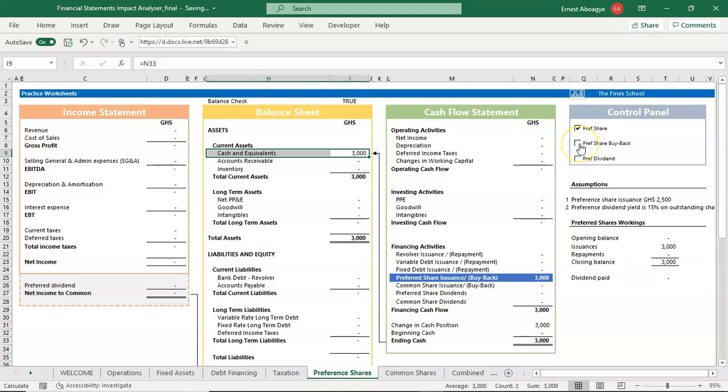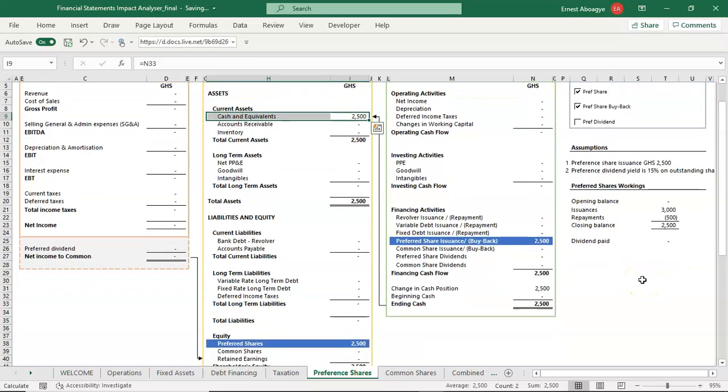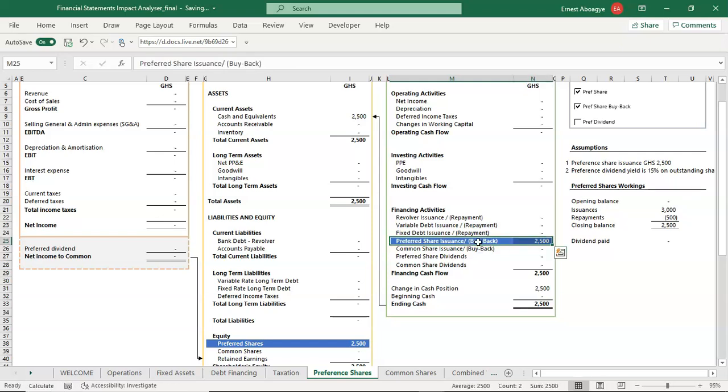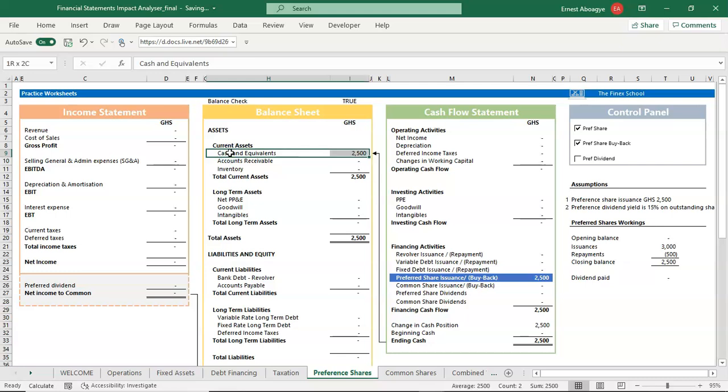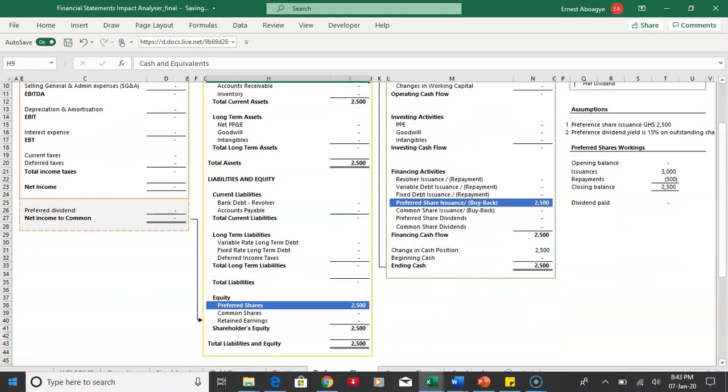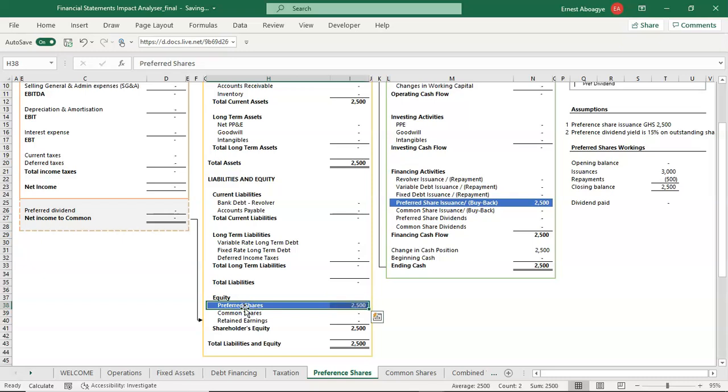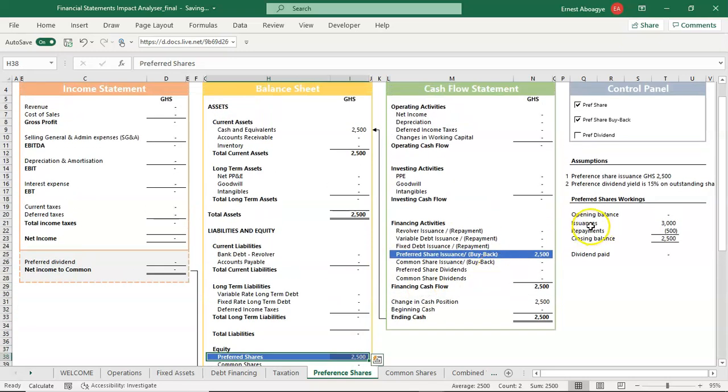If we decide to pay back 500 of the preferred shares, that is, buy back that 500 of the preferred shares, we will have received 3,000 and paid out 500, so we have cash of 2,500 in our hands, and the preferred shares balance will also be reduced by that. So our cash element here will be 2,500, and our preferred shares here will reduce from 3,000 to 2,500 because we have paid off 500.